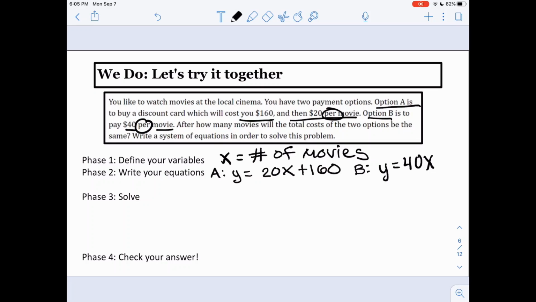Phase 3 is to solve. We're going to set our equations equal to each other and then solve. Pause the video for 2 minutes while you solve.